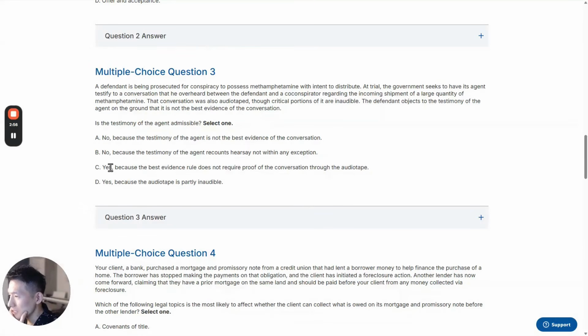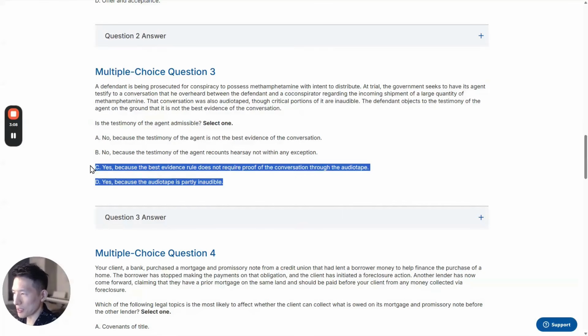So let's see. Yes, it is admissible because the best evidence rule does not require proof of the conversation through the audio tape. Or yes, because the audio tape is partly inaudible. I think it's got to be one of these, right? Because the testimony should be admissible. Let's take a look at the other ones. The testimony is not admissible, this answer choice says, because the testimony is not the best evidence of the conversation. That doesn't really hit on what the best evidence rule is about. That's about whether the evidence that's sought to be introduced is the original. I don't think that's really the issue here.